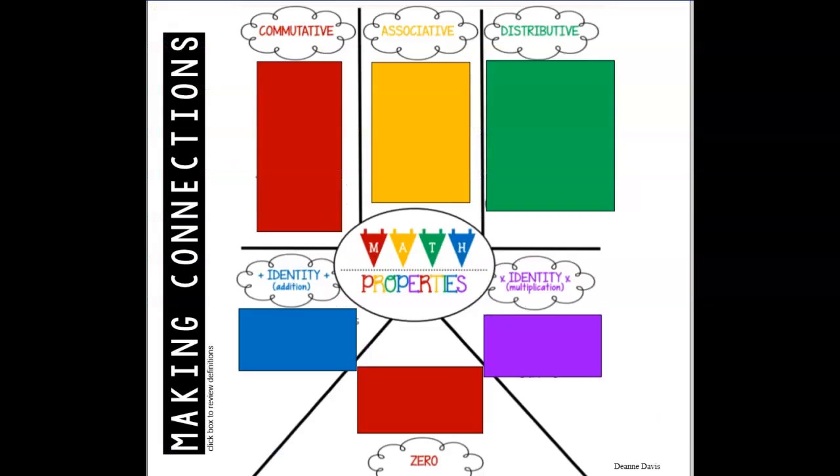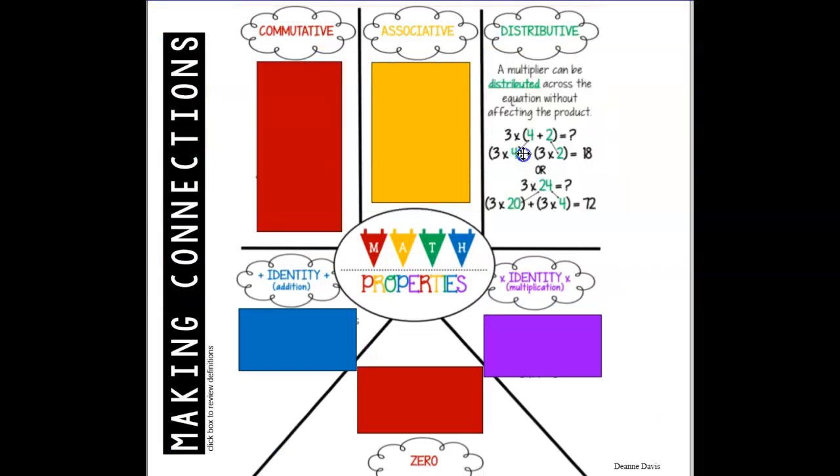So today we added in a new property. We talked about the distributive property. Remember, with a distributive property, a multiplier can be distributed across the equation without affecting the product. Those were the examples we just did. We could break apart 4 plus 2, we could multiply the 3 times each of those. Or, again, if it was a multi-digit number, we could break it into 20 and 4, multiply it out, and then add them back together. Okay, so that was distributive. Just like I'm handing out that 3, I'm multiplying that 3 by everything inside the parentheses, handing out the papers to each person.